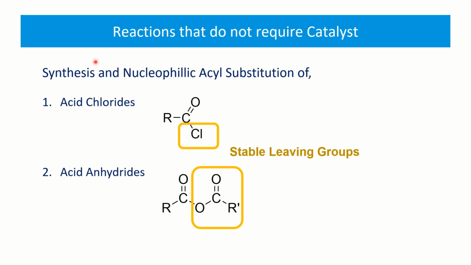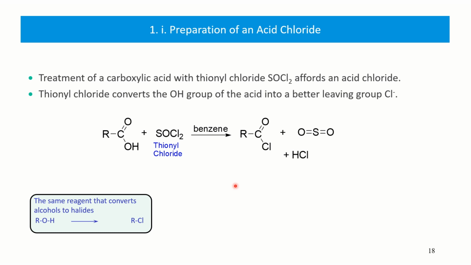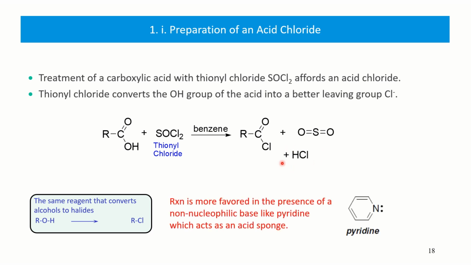And that leads us to this. When you look at the first set of reactions that we're going to do, we're going to look at reactions that do not require catalysts. These are the acid chlorides and the acid anhydrides, because they consist of very stable, very good leaving groups. The acid chloride itself is quite easy to make. You react thionyl chloride with carboxylic acid, and realize it is the same reagent that you use to convert alcohols to alkyl halides. However, in this case, you need a bit of base to mop up that HCl, and we're going to use some pyridine.